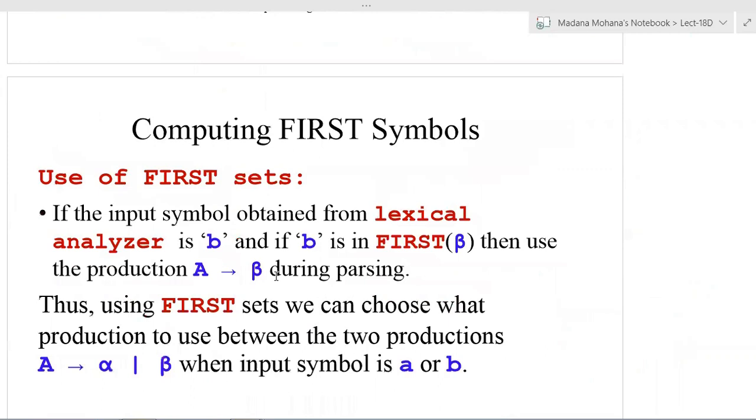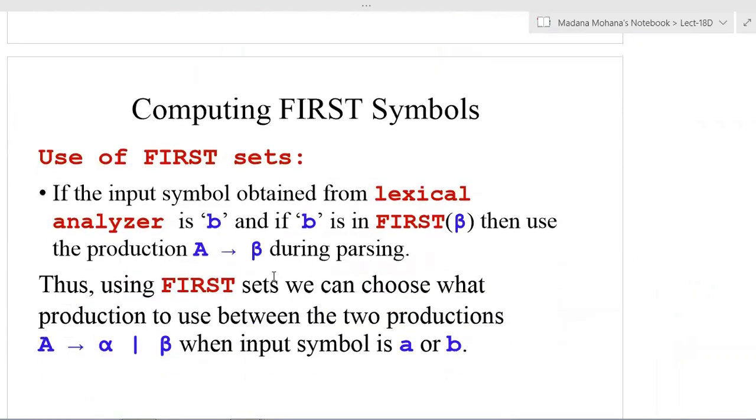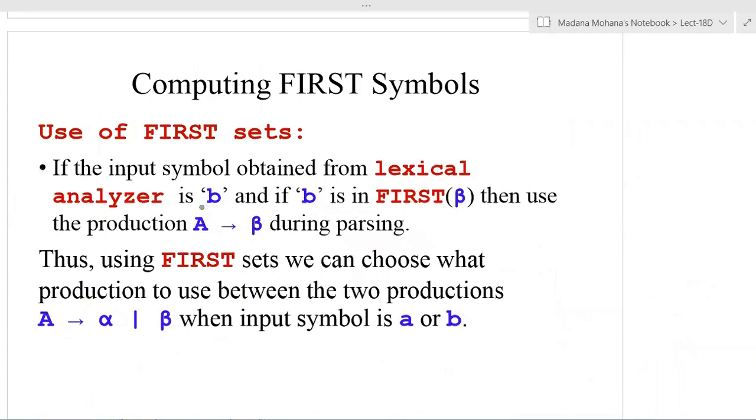Similarly, if the input symbol obtained from the lexical analyzer is small b, and if b is in first of beta, then we use the production A derives beta during parsing. Now here, first of beta contains a terminal b. Then during predictive parsing table construction, for the variable A with the terminal b combination, we have to use the A derives beta production. So these are all the uses of first sets in construction of the predictive parsing table.